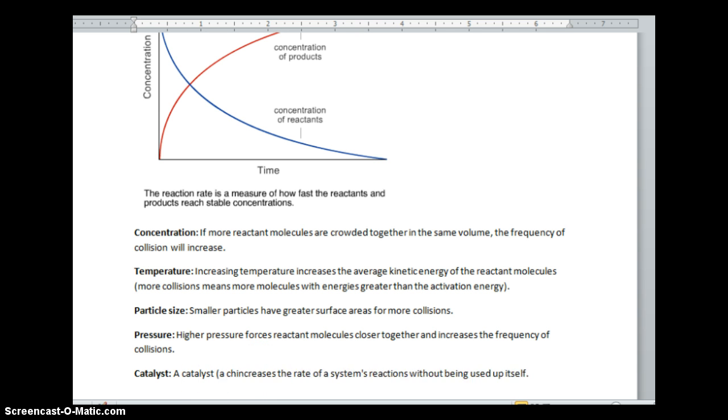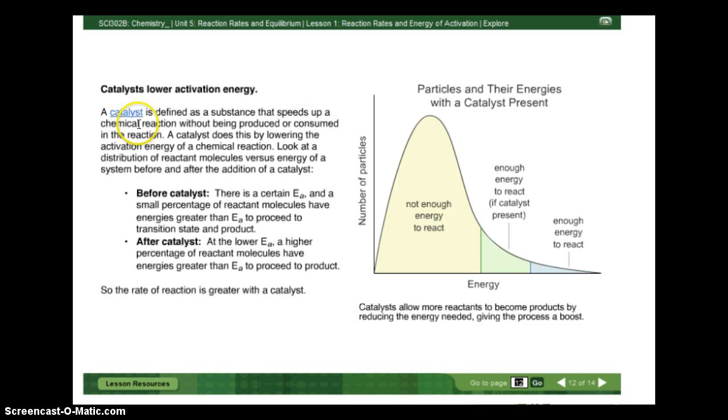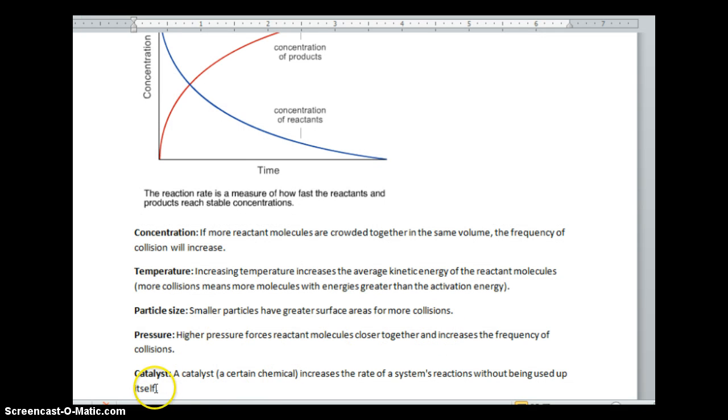So a catalyst is a certain chemical. Okay, so it's an extra chemical that we add that helps the reaction go faster. And how catalysts work is they actually lower the activation energy. A catalyst is defined as a substance that speeds up a chemical reaction without being produced or consumed in the reaction. So it just helps. It does not turn into anything else. That's important. So that's what they mean by without being used up. So the catalyst does not turn into something else.